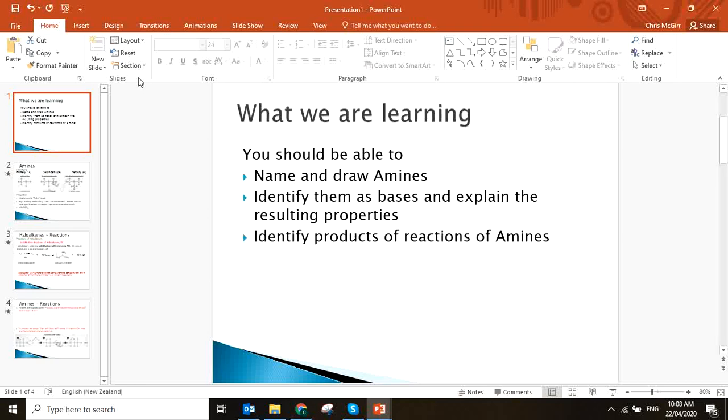Hi guys, the next part of our topic we'll be looking at amines. It's a very short part. There's not too many reactions or anything like that, so we should be able to cover it in a short amount of time, just kind of one day. So here's what you'll be learning.